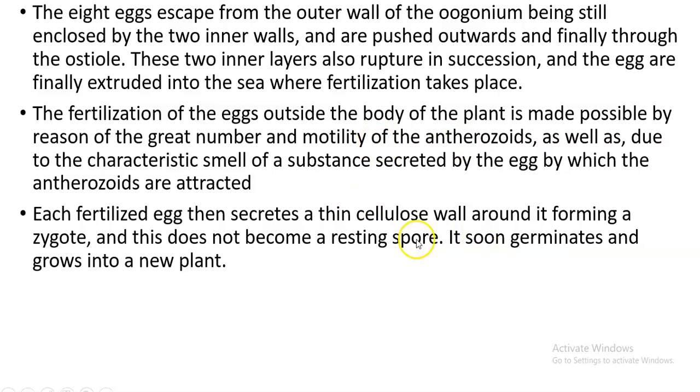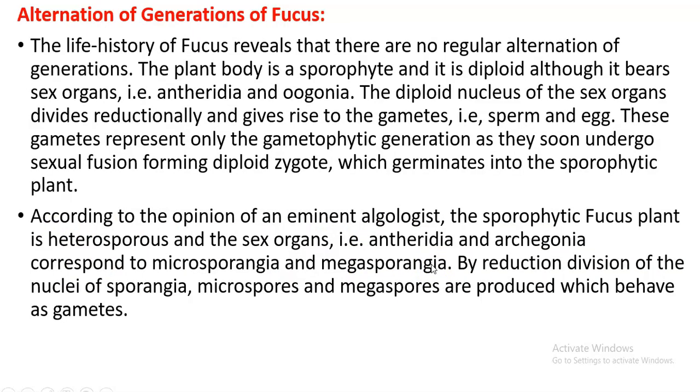So this zygote will be formed, and this zygote will not be acting like a resting spore to overcome some adverse condition. No, nothing like that. This zygote directly germinates into a new sporophytic plant.